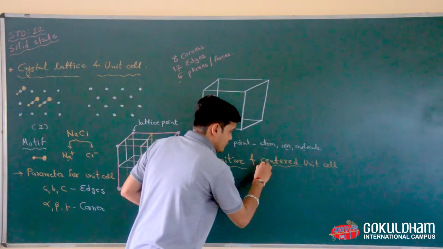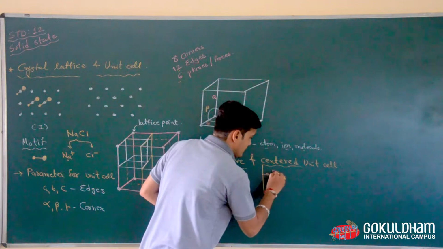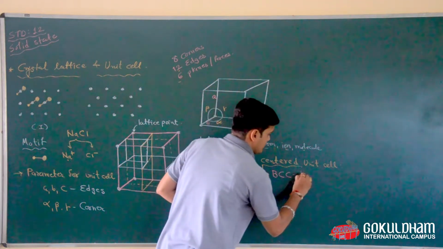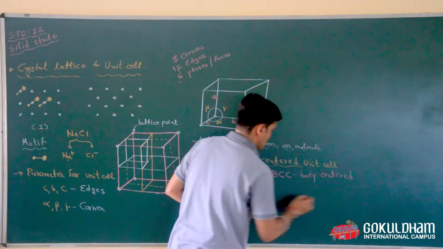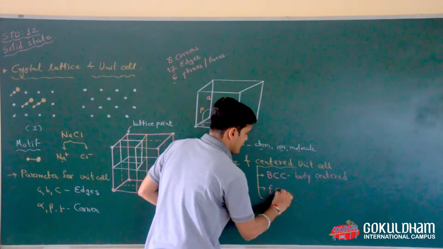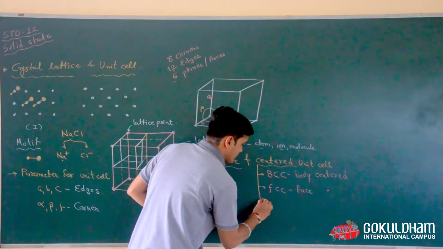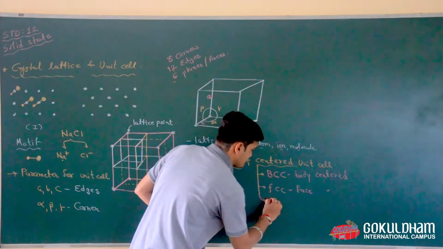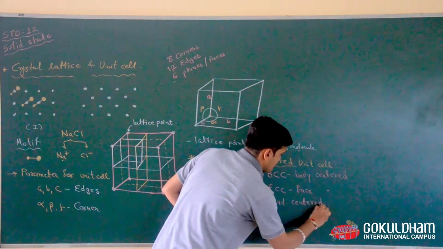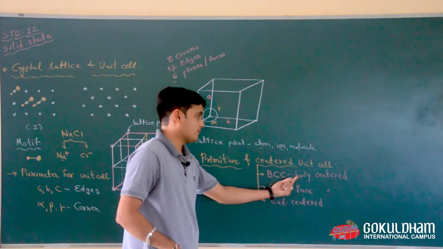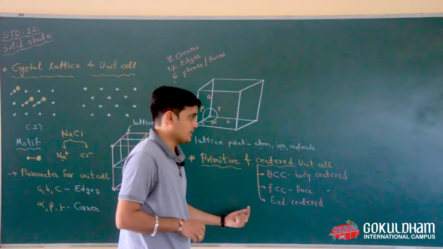In this centered unit cell, there are three types. One is BCC, that is known as body centered. Another type is FCC, face centered, and the third type is end centered. BCC and FCC are the short forms of body centered and face centered. There is no short form for the end centered unit cell.